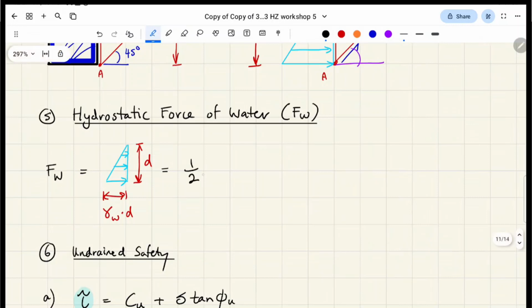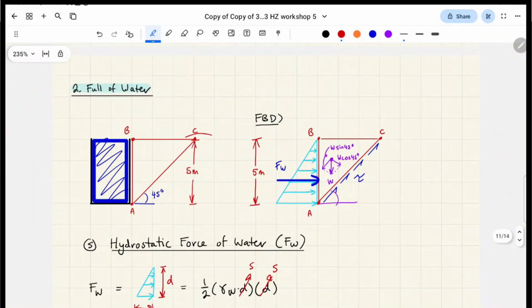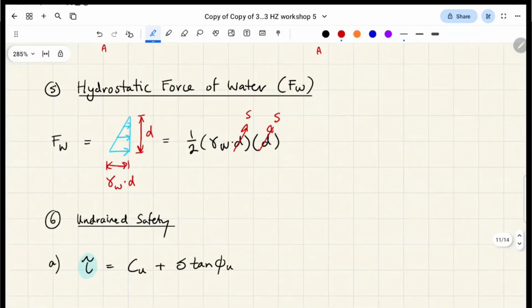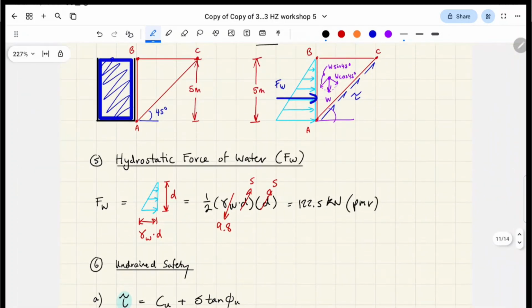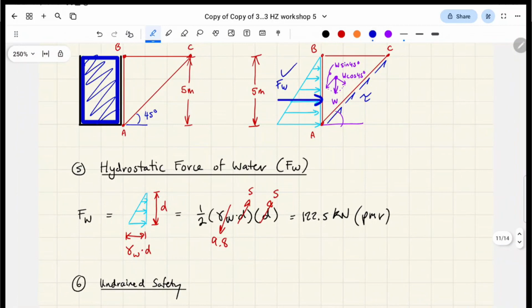So, area of a triangle is half base times height, right? So base is this, height is this, right? We know that D was 5, right? This was 5 here. And this was 9.8, so we can easily calculate FW. And then, of course, this is per meter run. So we've just calculated this basically, right? The equivalent point load of that hydrostatic distribution.